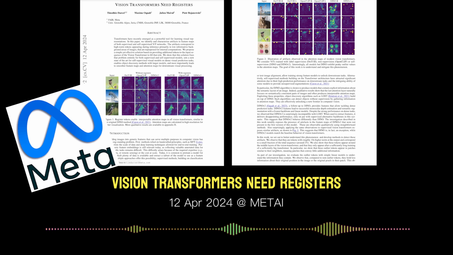Exactly. And in models without these dedicated register tokens, the attention maps often look kind of weird and messy, especially in those areas where the high norm tokens were.